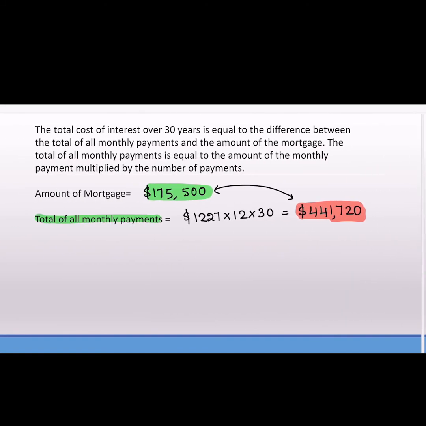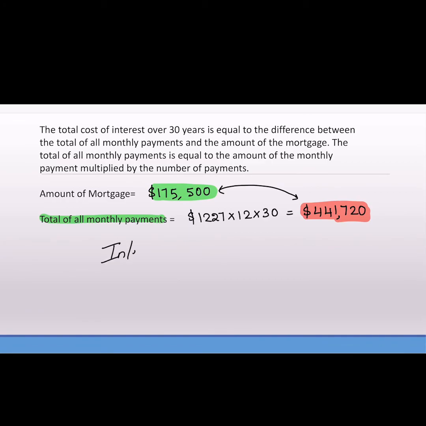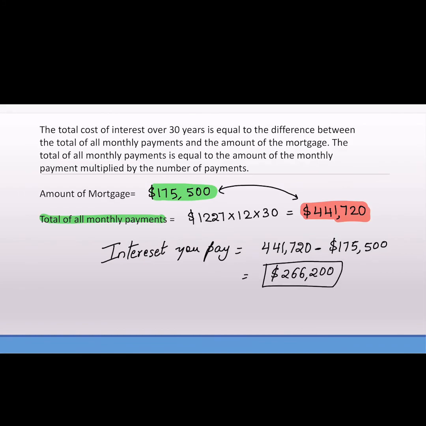So the interest you pay is $441,720 minus $175,500. So you pay twice the amount of the house just as interest, almost twice the amount of the house just for interest. Do you see how much money these mortgage companies make?